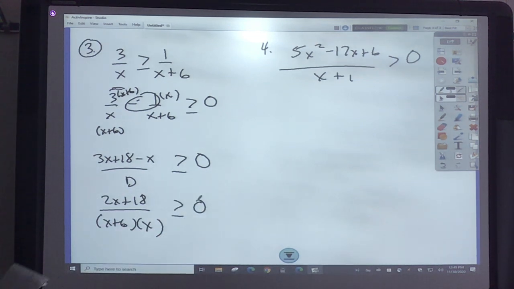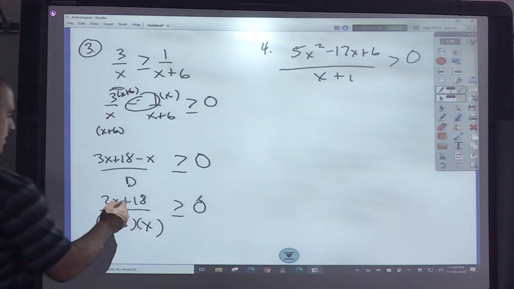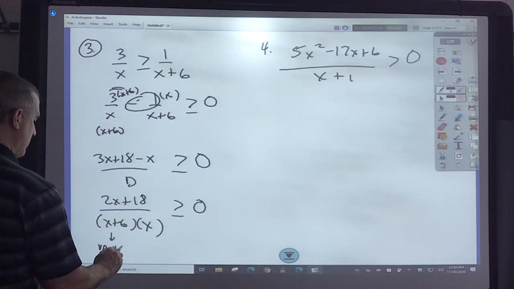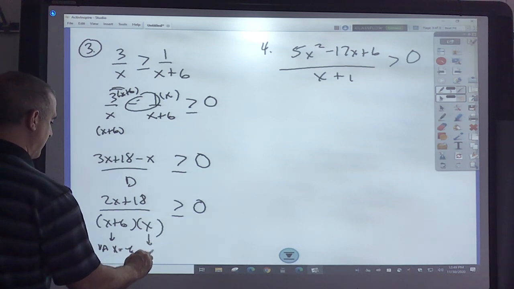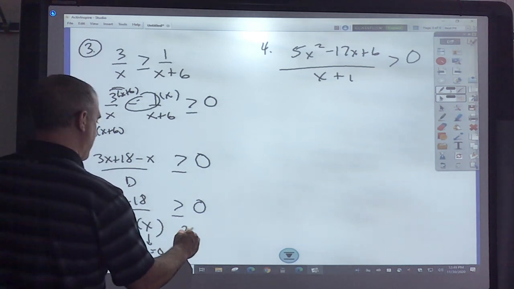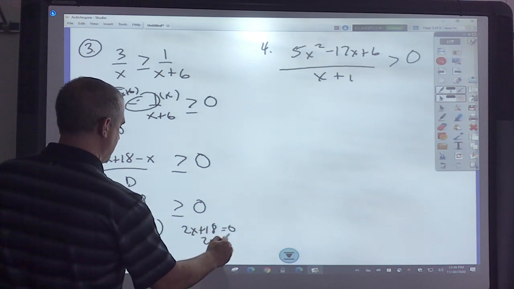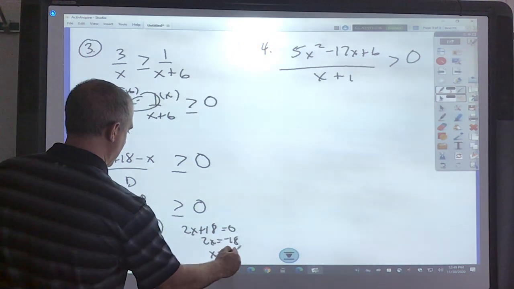All right? In this case, this is pretty easy to get the vertical asymptote. The vertical asymptote would be -6. This would be x equals 0. If I solve that part, that'll be 2x equaling negative 18, x equaling negative 9, okay?